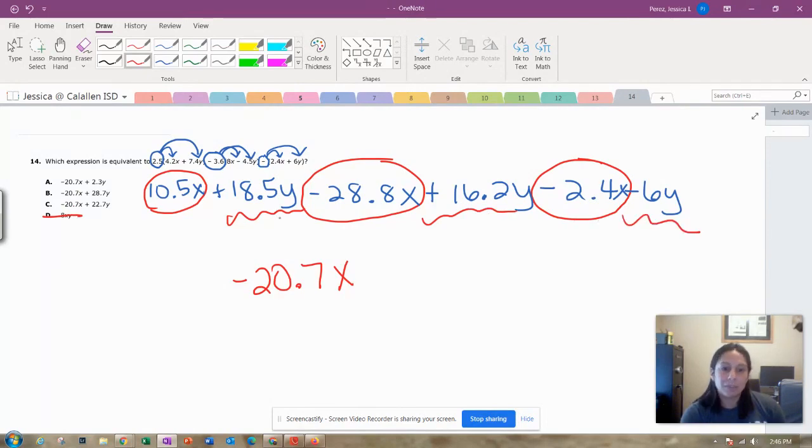And lastly, we have to combine our y's together. So 18.5y, 18.5 plus 16.2 minus 6 gives you 28.7y. So the answer here has to be B.